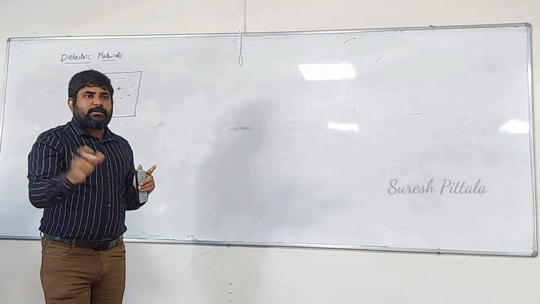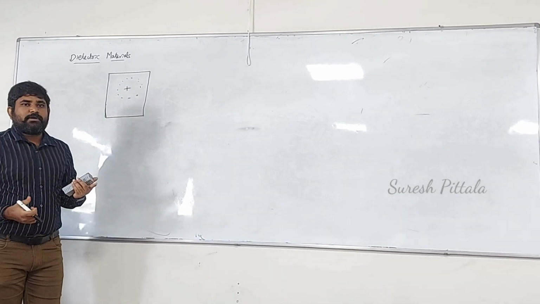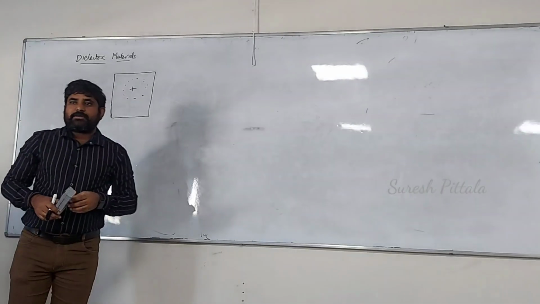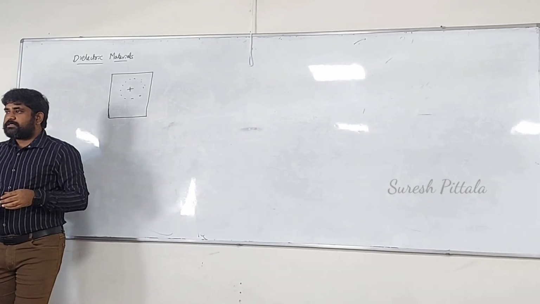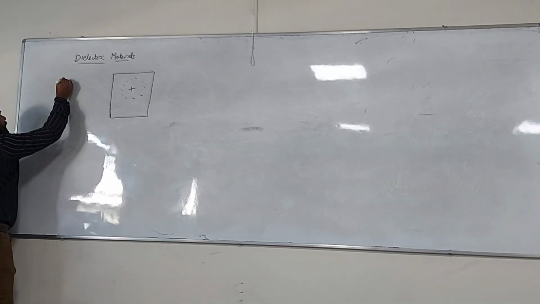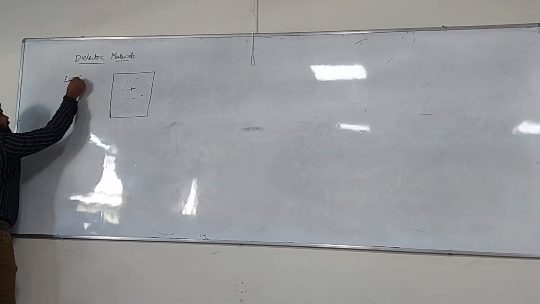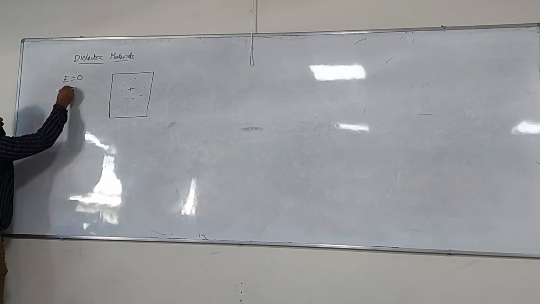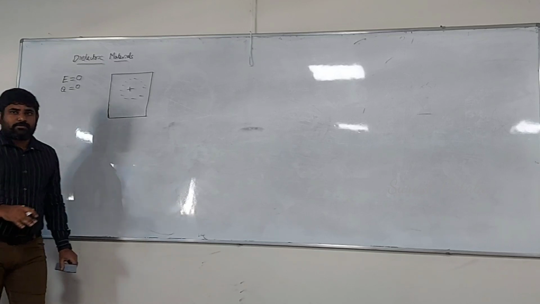That's why if you touch any material, you don't feel any kind of charge. The simple fact is the center of gravity of positive and negative charge is at the same point and the total charge becomes 0. That is the scenario when you don't have any electric field. So in the absence of an external electric field, your total charge becomes 0. Everybody knows that.